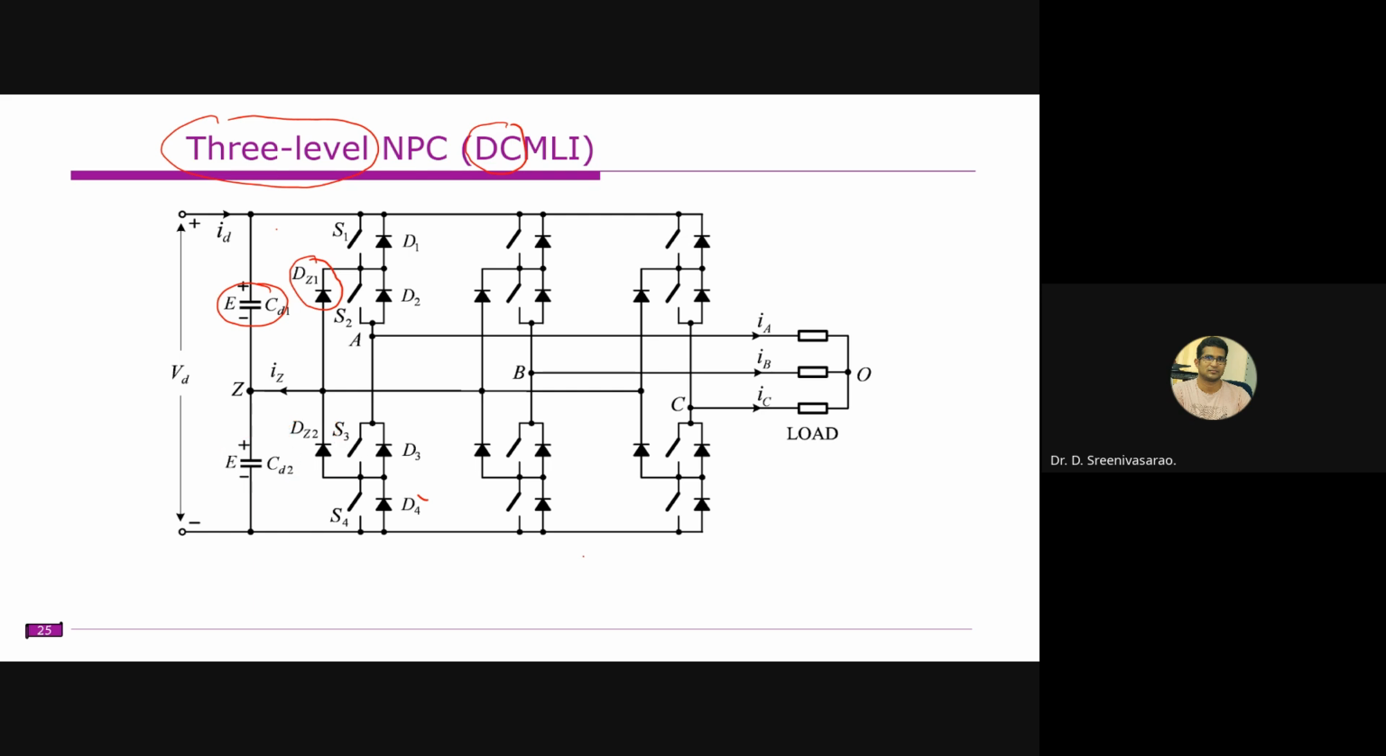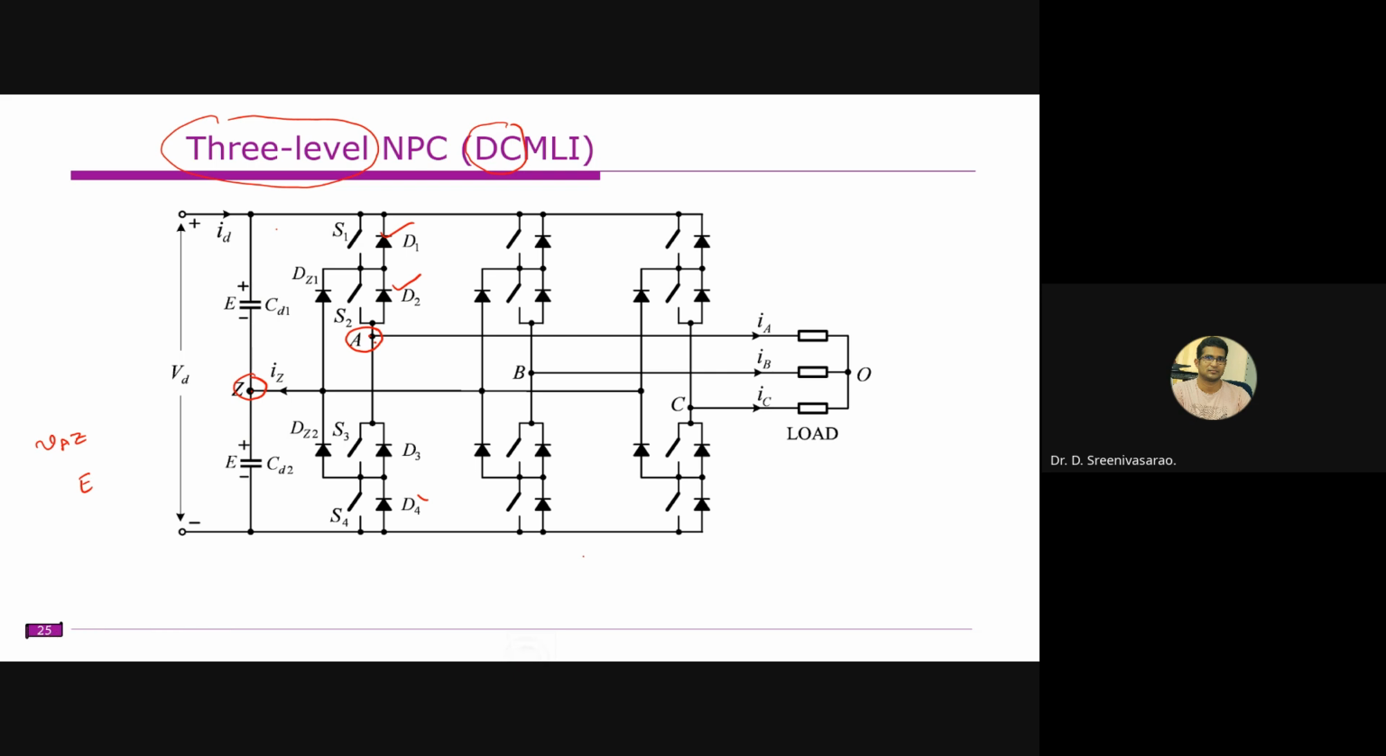So we'll discuss that slightly after 1 or 2 minutes. Let us assume that S1 and S2 are on, and you are measuring the voltage between A and Z. So if these two switches are on, the circuit will be completed like this. So you are measuring voltage between A and Z, and your voltage is equal to E between A and Z.